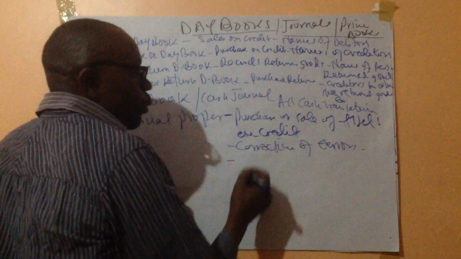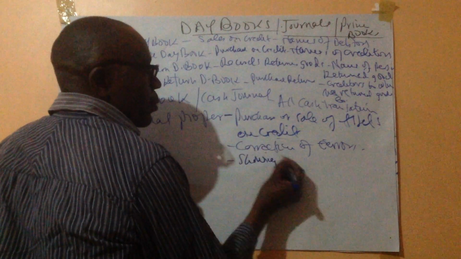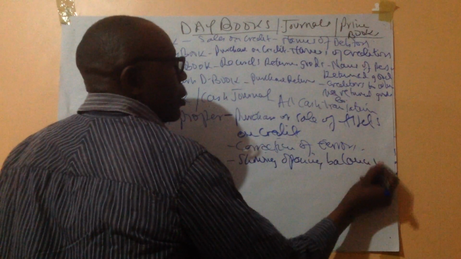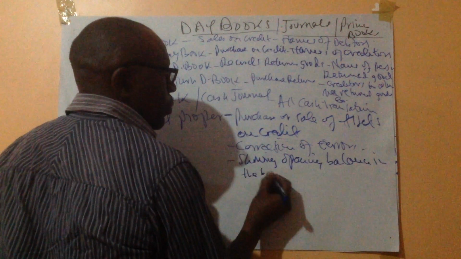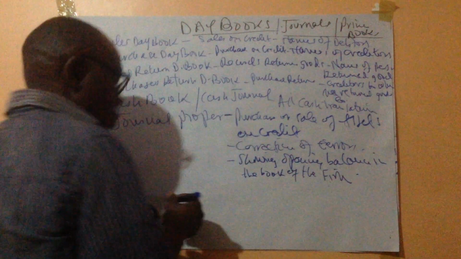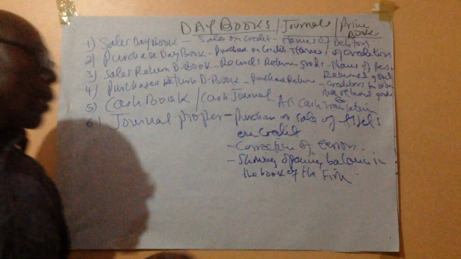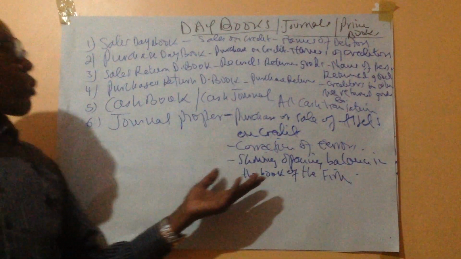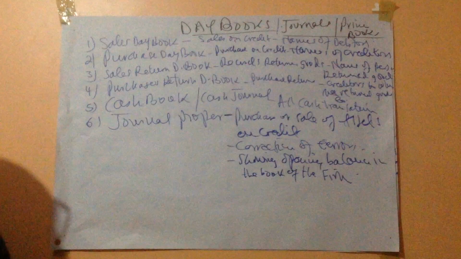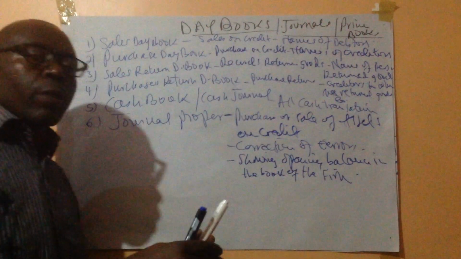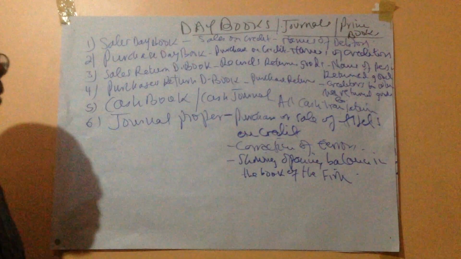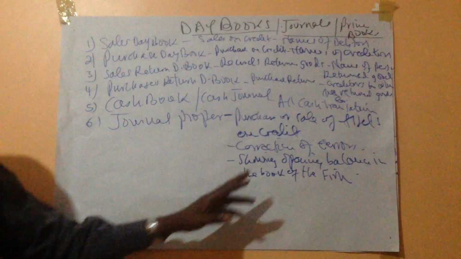Then also we use it for showing opening balances in the books of the farm. So when you're starting a farm or you're starting a period, and you want to know how much of the assets you have, how much of the liabilities you have, and how much is the capital, then you always use the journal proper. You show the assets on the debit side, then the liabilities on the credit. The difference between the two will appear down there as the closing balance, which will now be the capital. So it will also be used for that.